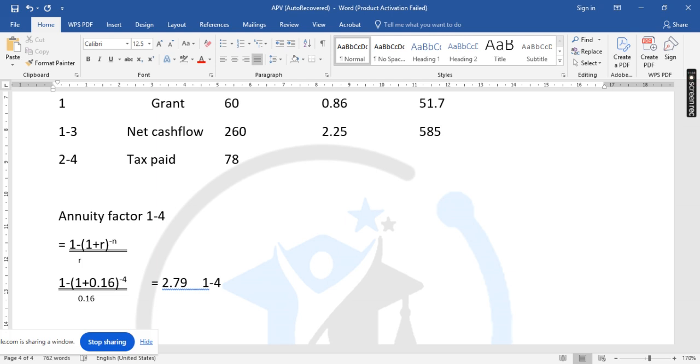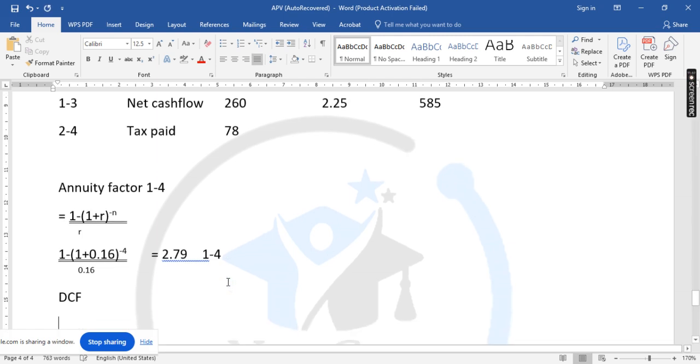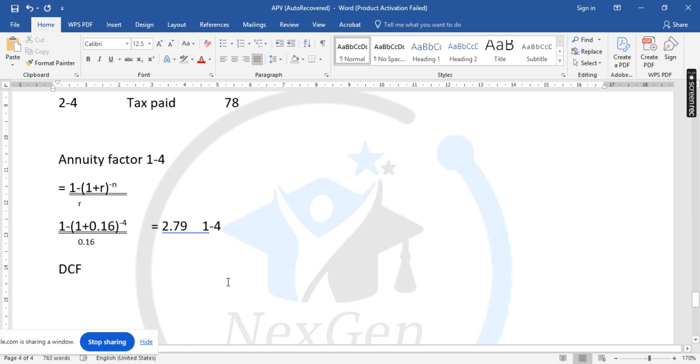Now, you have from year 1 to year 4, is that not so? You have 2.79 and you need 2 to 4. If you need 2 to 4 from this, you just need to remove year 1. When you remove year 1, you are left with 2 to 4. So in this case, you can have the DCF, the way we normally calculate the DCF.